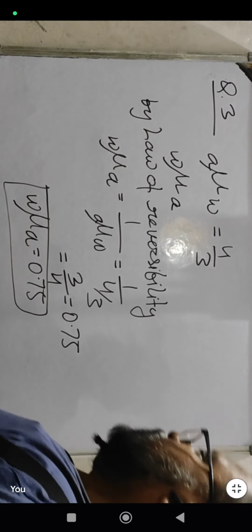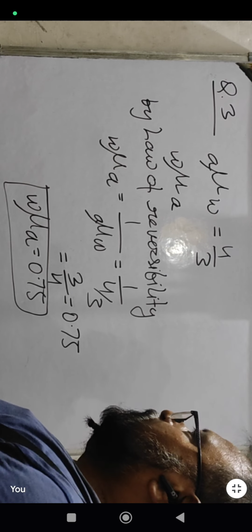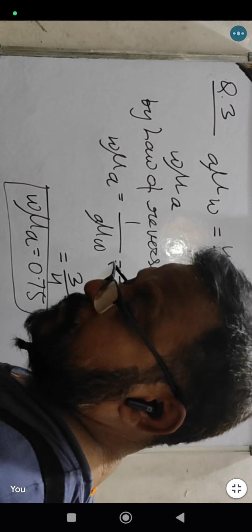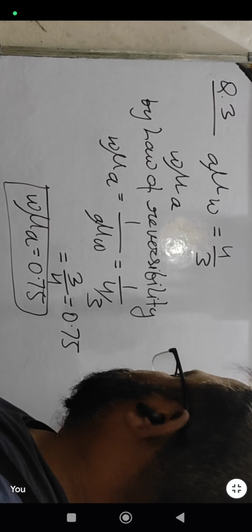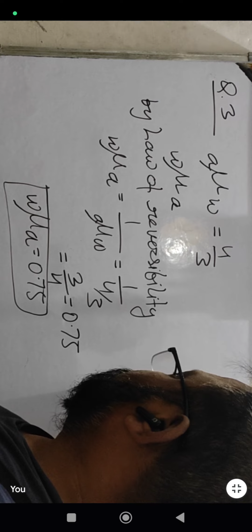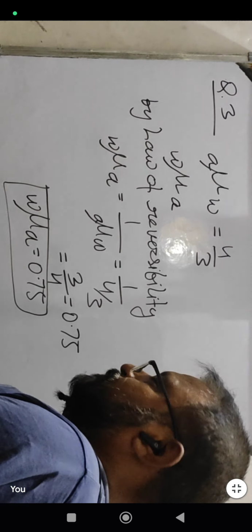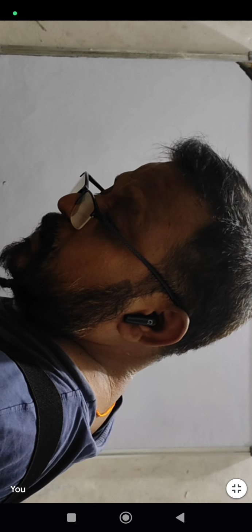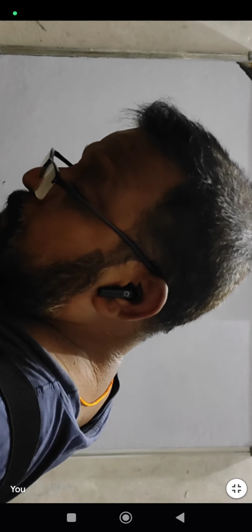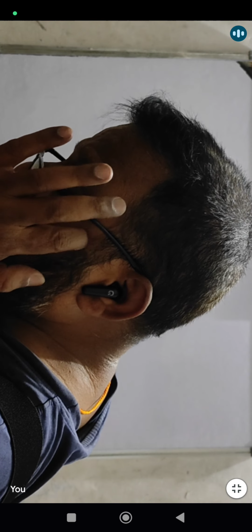I hope you have done this. Should I rub? Going to rub. Now come to the second part. The remaining two you do in homework. The second part, there are two numericals only.